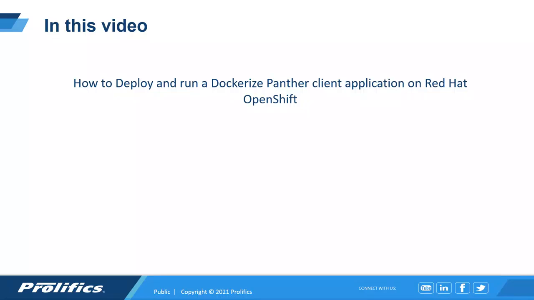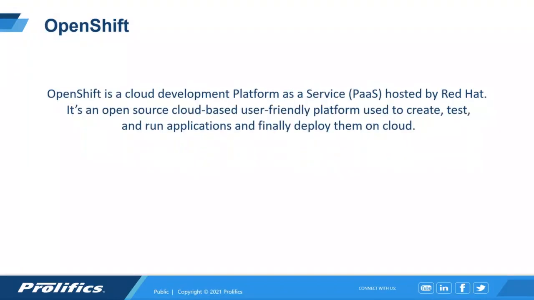In this video, I will explain how to access and run a Dockerized Panther client application on Red Hat OpenShift. As we all know, OpenShift is a cloud development platform as a service hosted by Red Hat. It's an open source, cloud-based, user-friendly platform. It is used to create, test, and run applications and finally deploy them on the cloud. It helps organizations to move their traditional application infrastructures and platforms from physical or virtual mediums to the cloud.